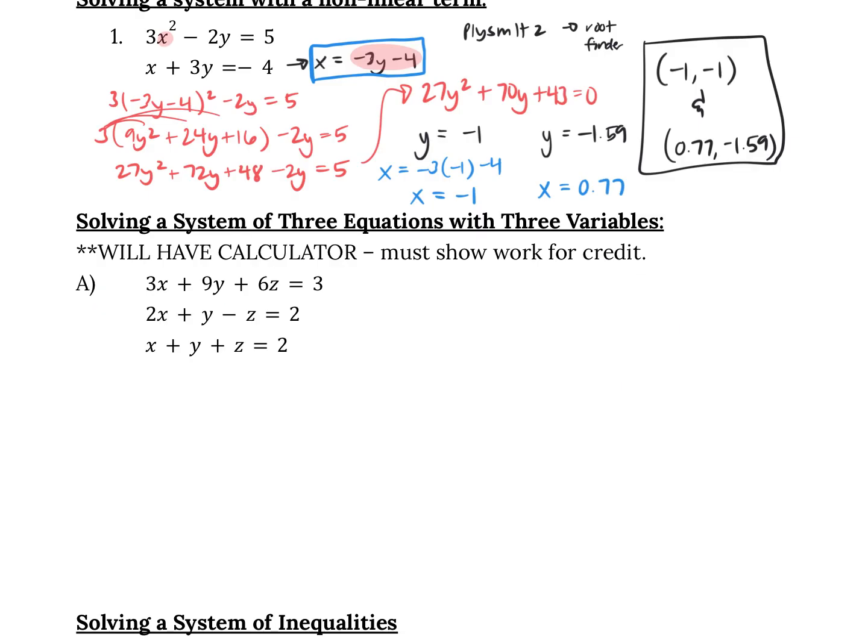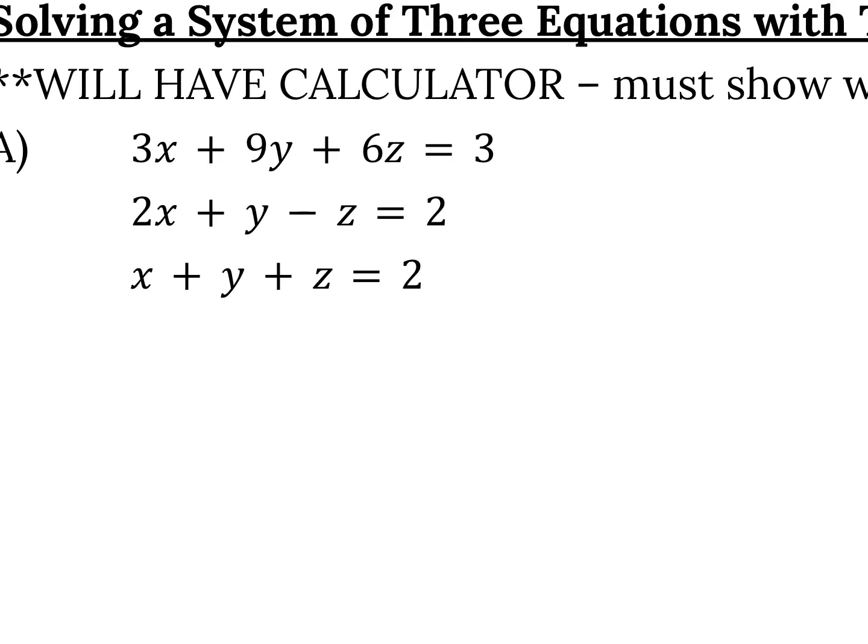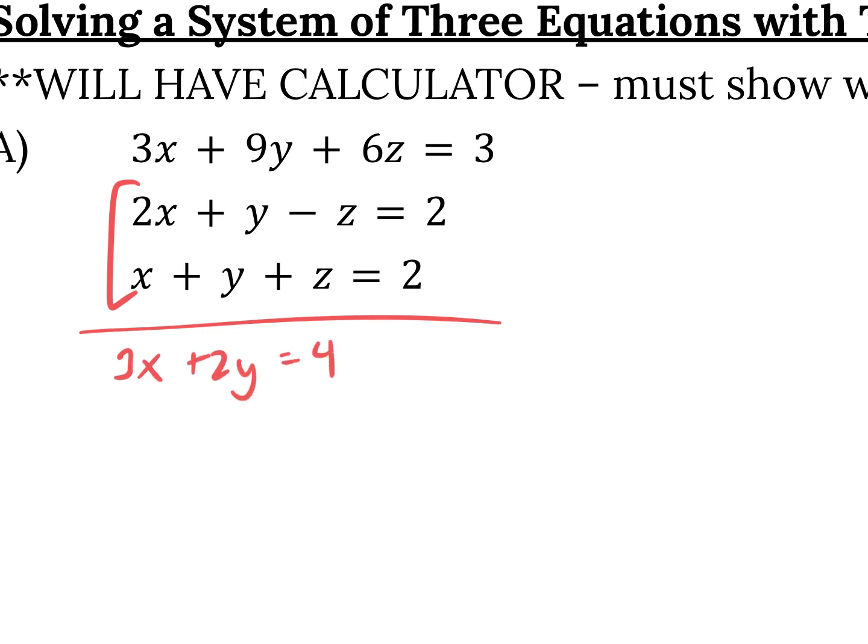All right, next one here. Again, it's a system of 3 equations this time. You have to show work for credit, but we can use our calculator to solve for this as well. But we're going to do it the long way first. So I'm looking to get rid of a variable. I'm probably going to get rid of my z's because they just look easiest to get rid of. So I'm going to add these 2 together first. When I add those 2 together, I end up with 3x plus 2y is equal to 4.